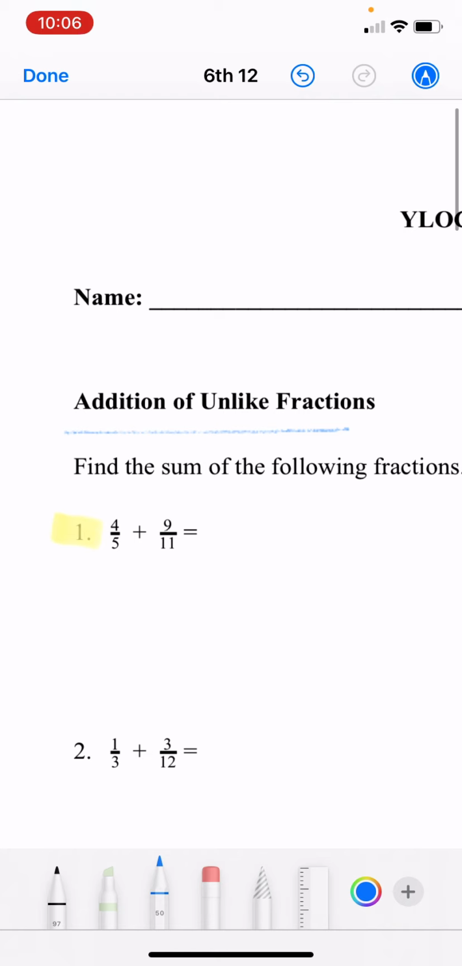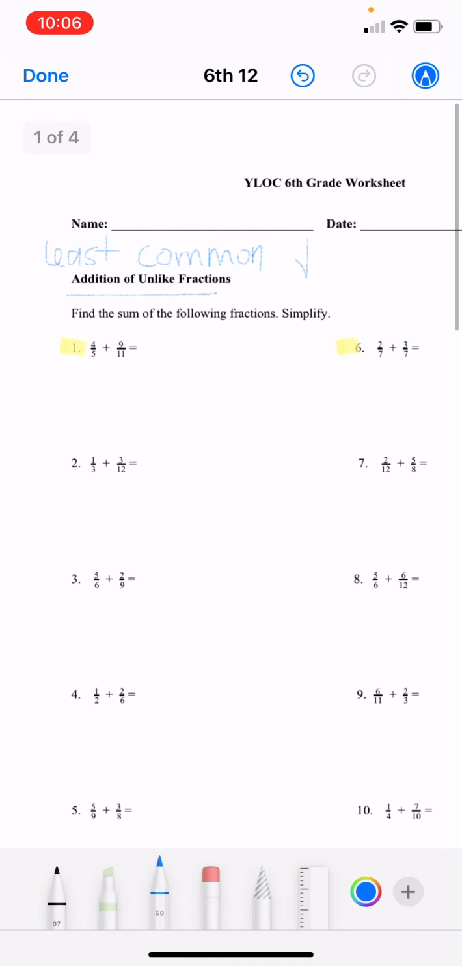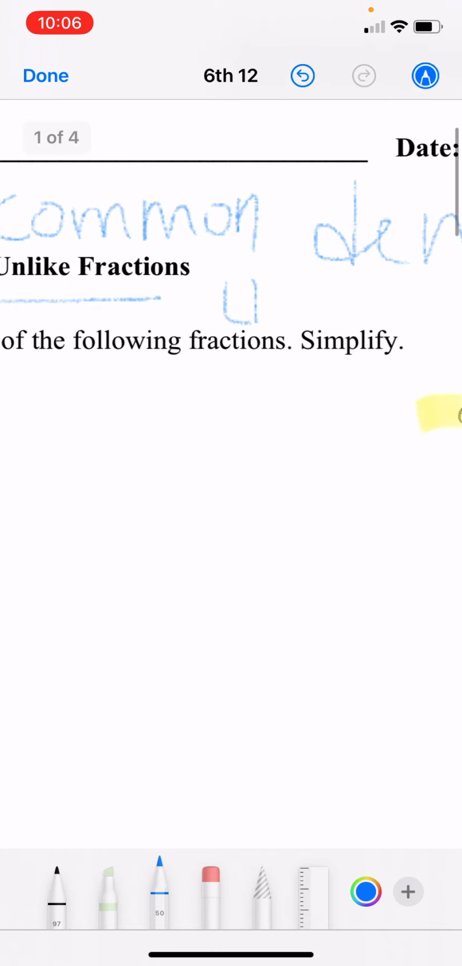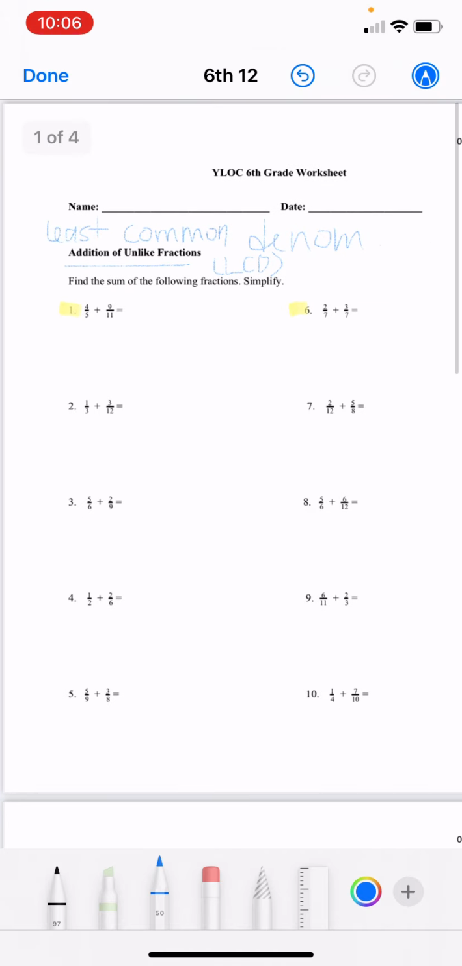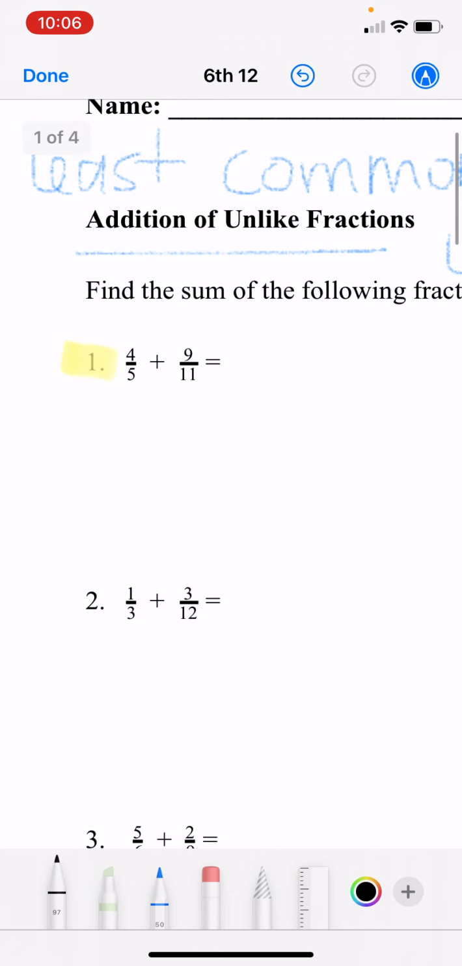Well, we have to find the least common denominator, right? Remember that? Which is also known as LCD, right? Okay, so knowing that, let's look at number 1.